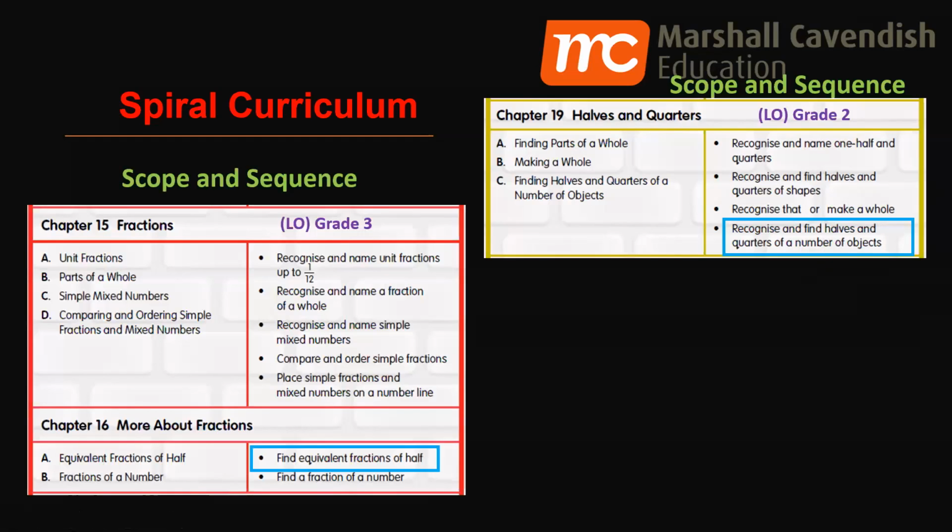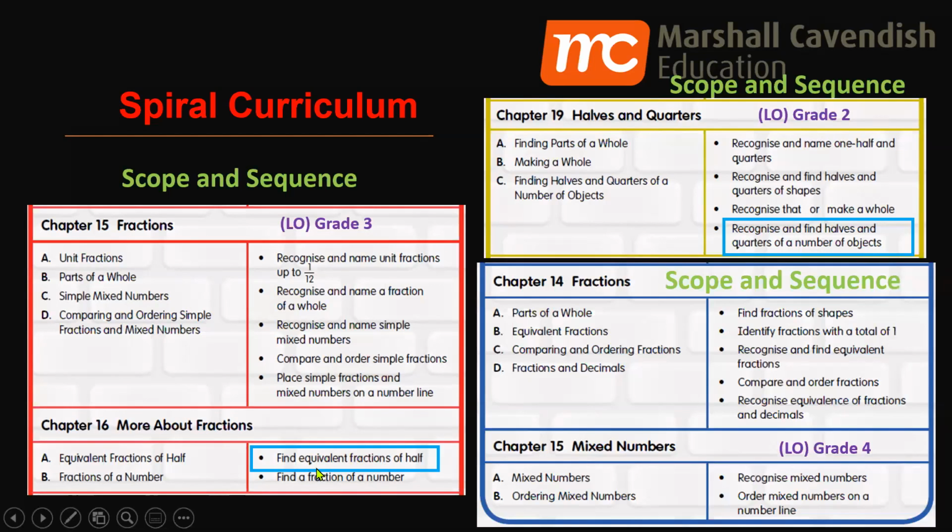And then at grade 3, you can see that using this as a prior knowledge, I'm going to tap on the knowledge here. I'm going to expand it to find equivalent fractions of half. All right. Now, at grade 4, I'm going to tap on equivalent fractions so that children would be able to recognize and find other equivalent fractions, not only restricted to half, but all other equivalent fractions. So you can see how it opens up.